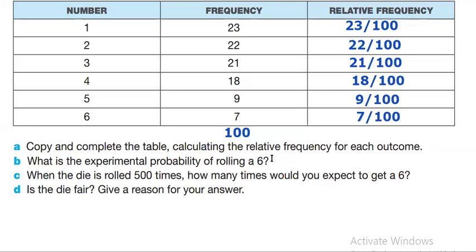Now, let's take a look at the questions that they want us to answer. Copy and complete the table. We already did it. Calculate the relative frequency for each outcome. So we already did it. We found the relative frequency for each outcome.